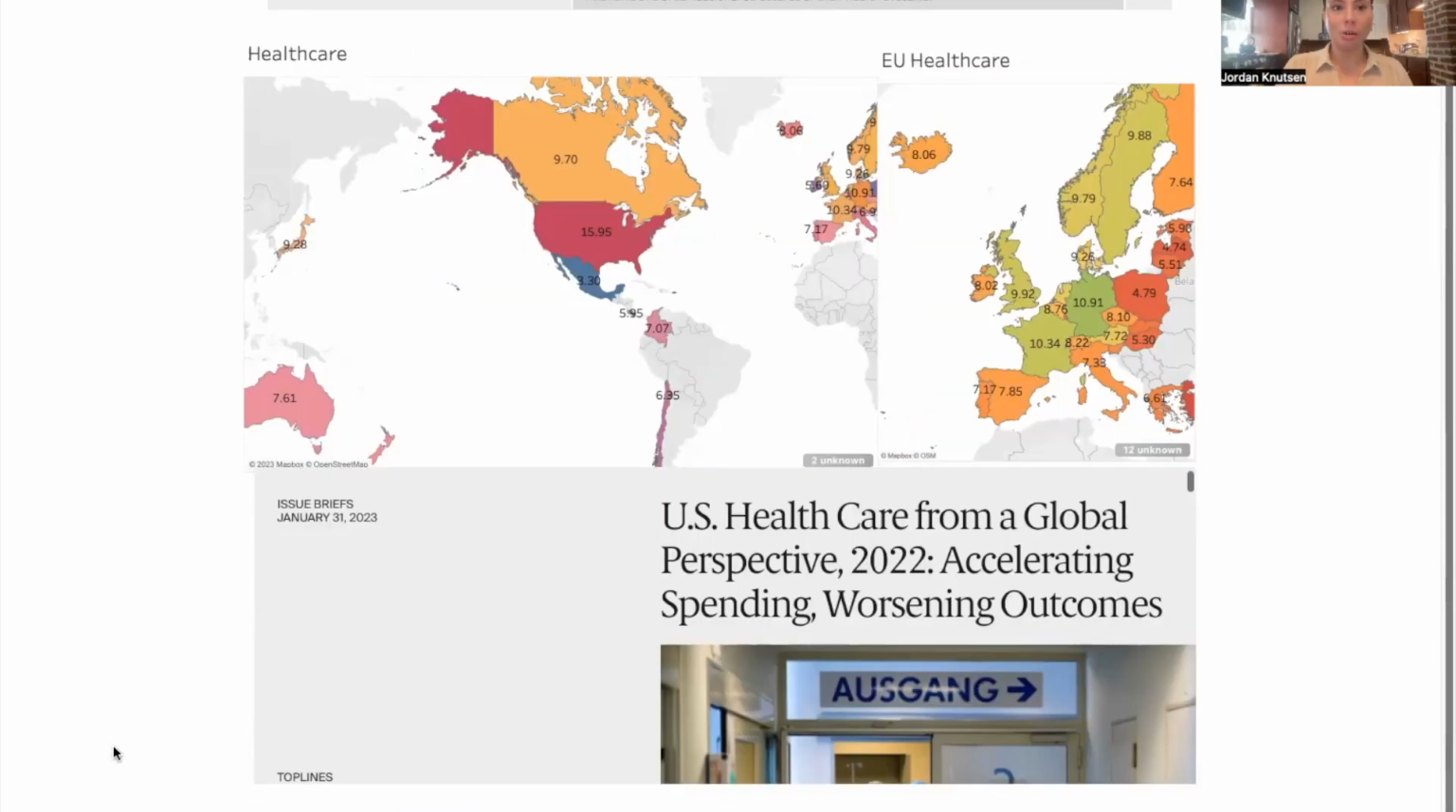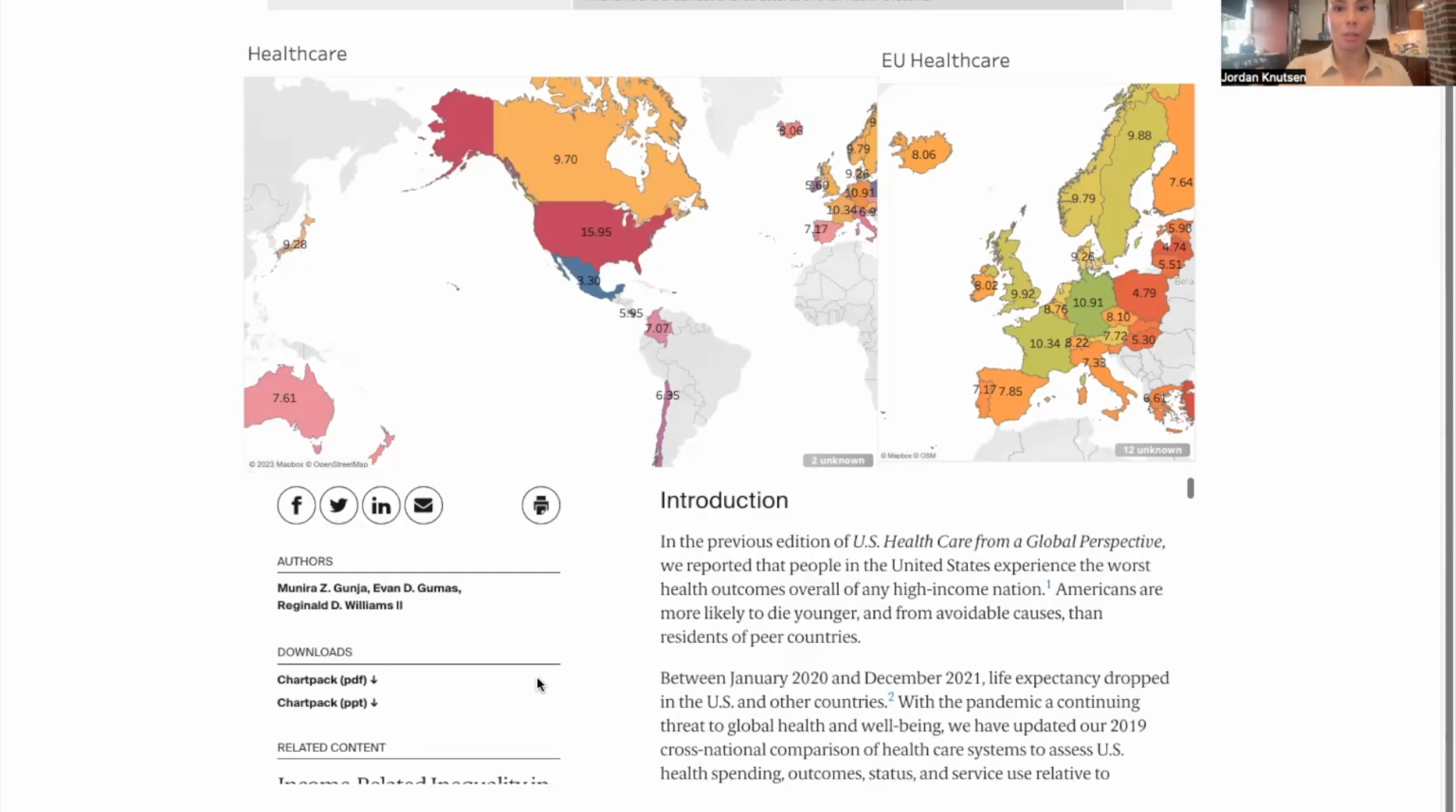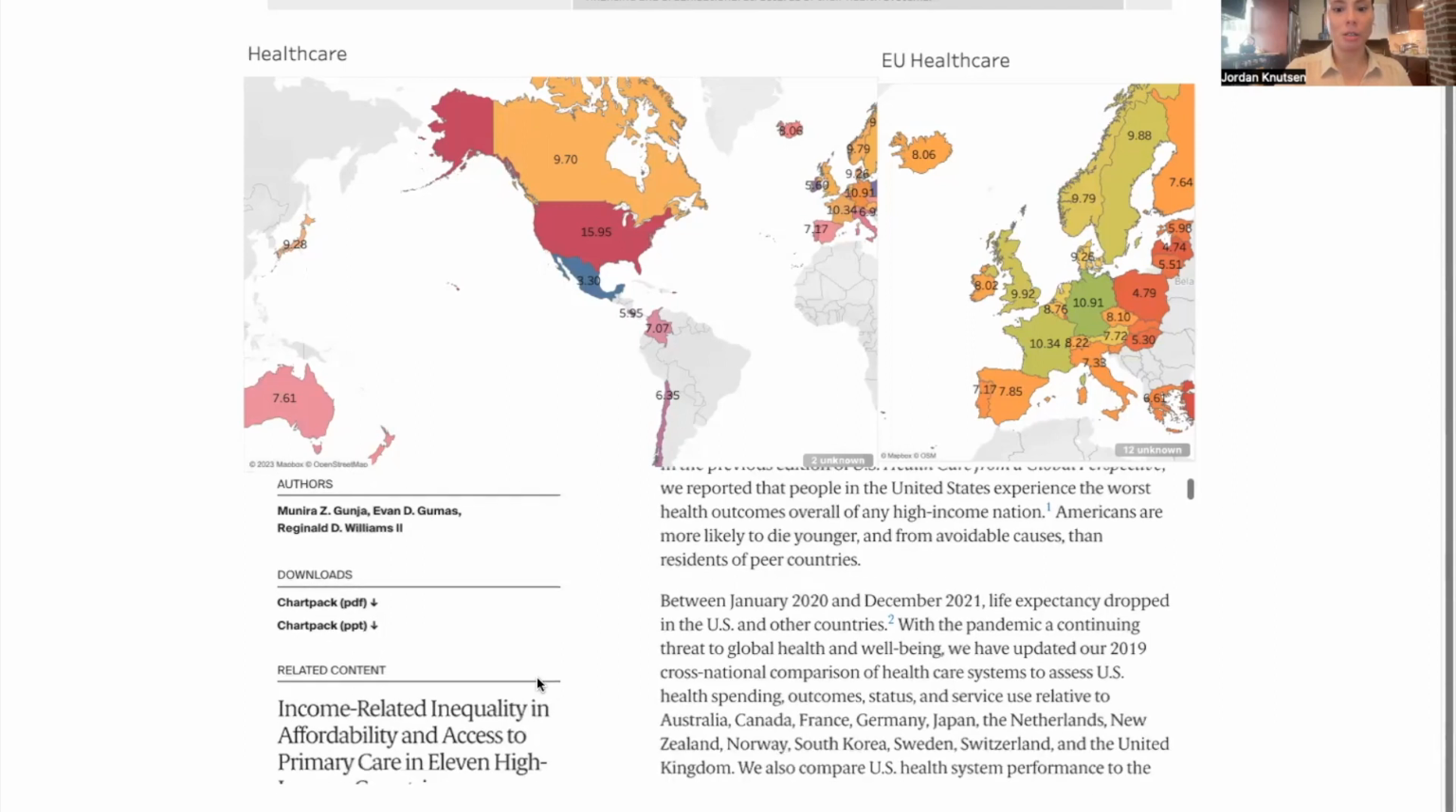In this next slide, we see healthcare spending as a percentage of GDP, and I've embedded an article from the Commonwealth Fund that I thought was really interesting. I'd like to highlight some of the quotes that really stood out to me. People in the United States experience the worst health outcomes overall of any high-income nation. Americans are more likely to die younger and from avoidable causes than residents of peer countries.